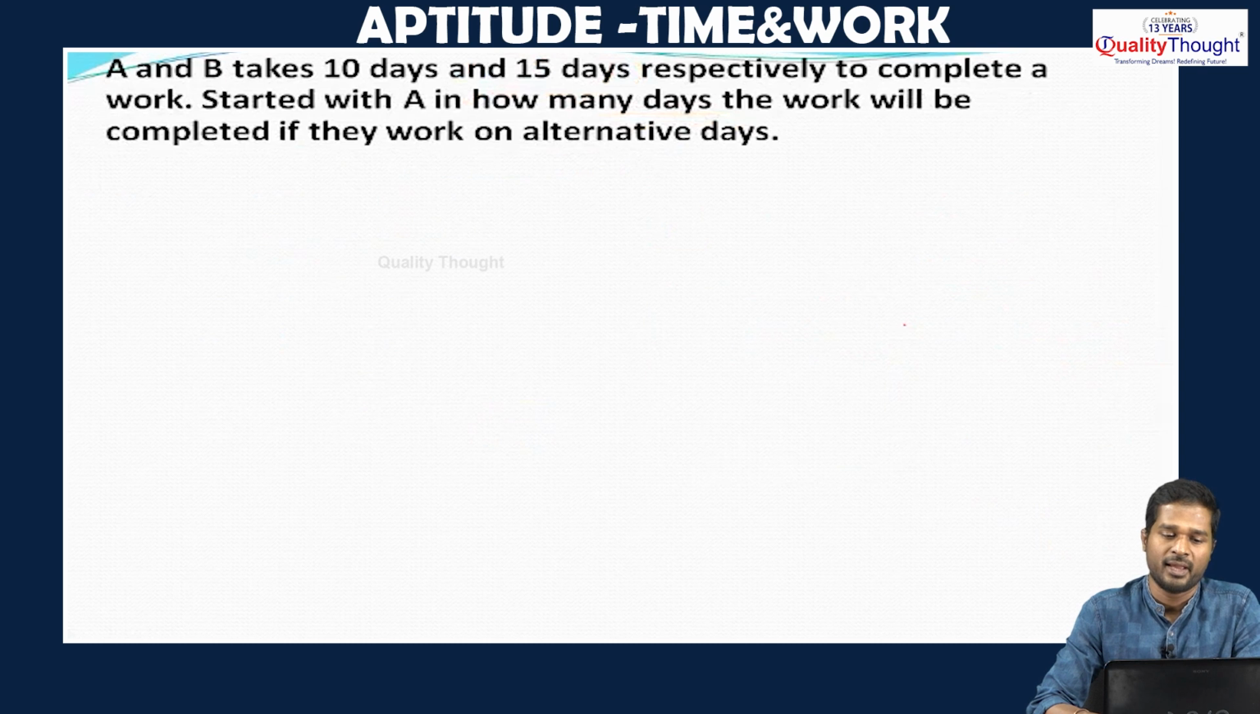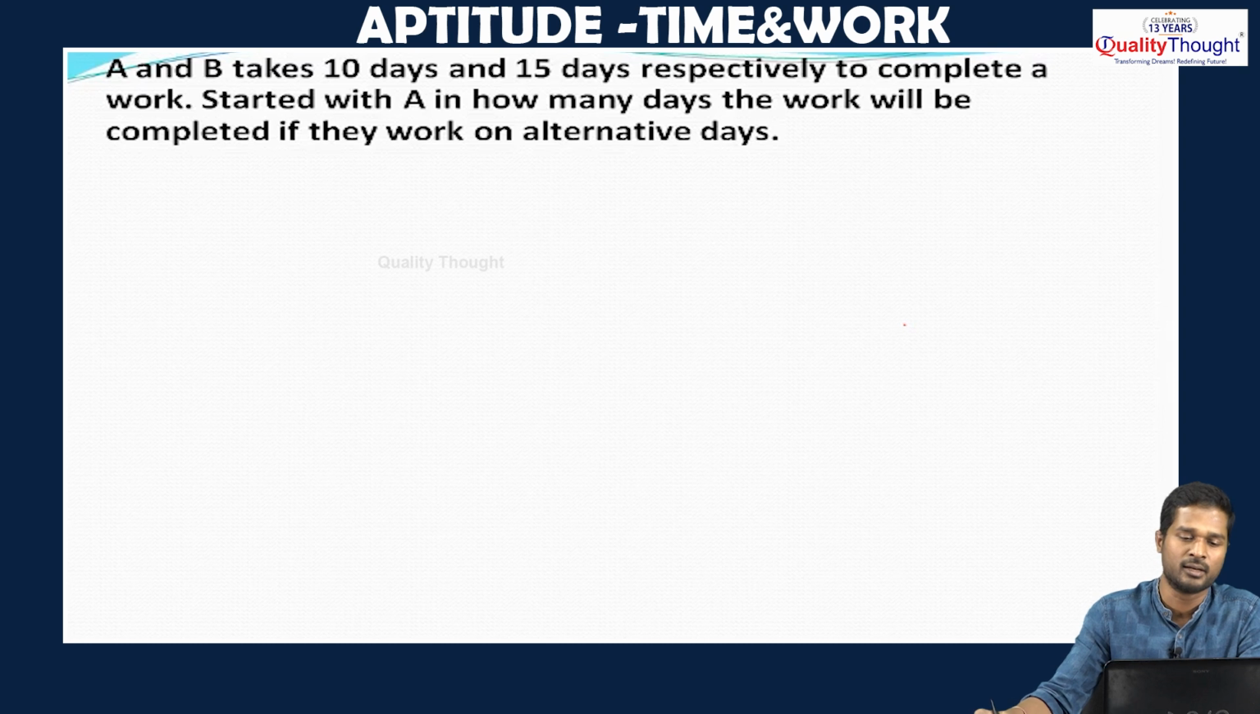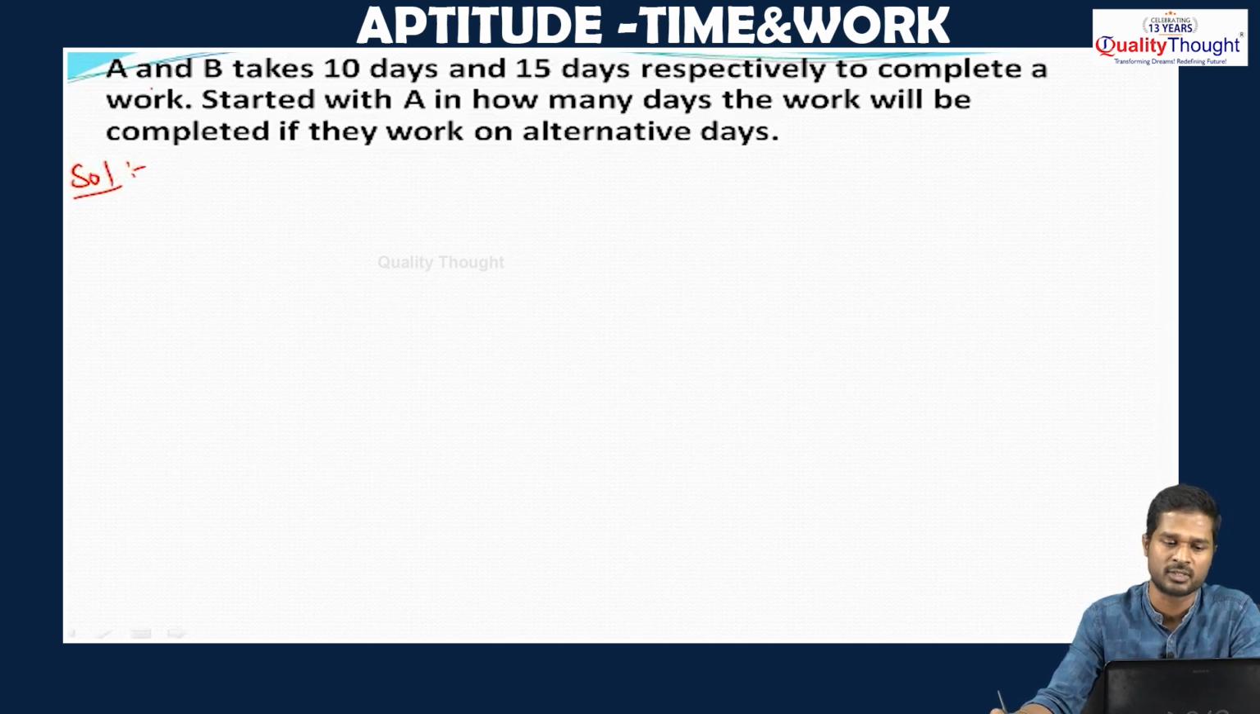Next question: A and B take 10 days and 15 days respectively to complete a work. Started with A, in how many days will the work be completed if they work on alternate days? This is an important question. See, there are many methods to solve this. We will see the basic and very easiest method to solve this.